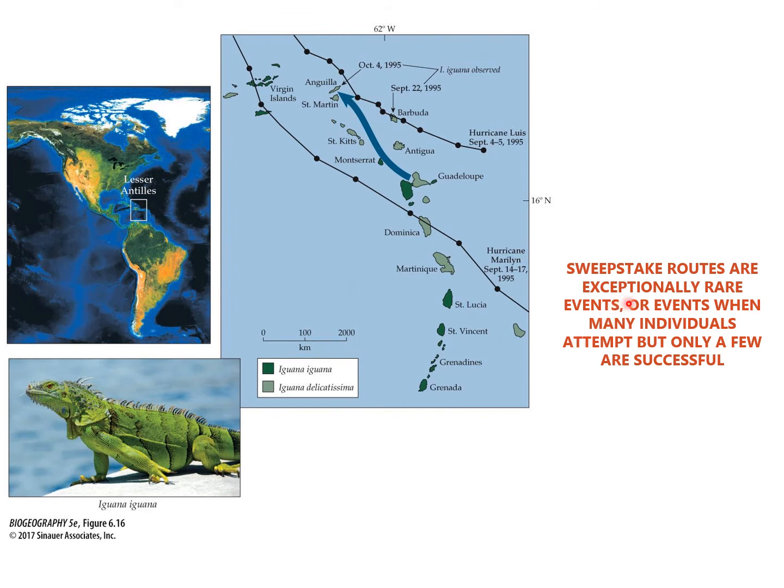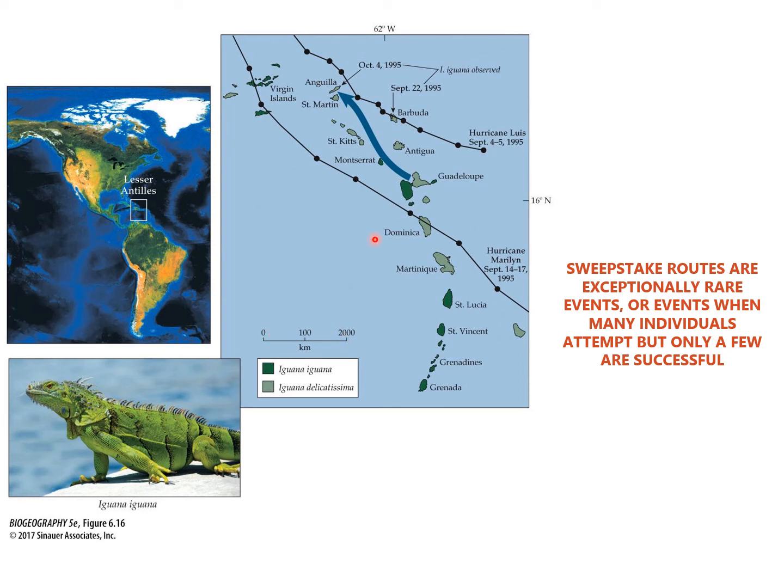Sweepstakes routes are exceptionally rare events. Like I said, they're events where either they're rare or they're events where many individuals attempt it and only a few are successful. So it could be a bunch of organisms set out to find an island or something. They fly out there and only a few of them end up making it. Or it could be something even more kind of crazy.